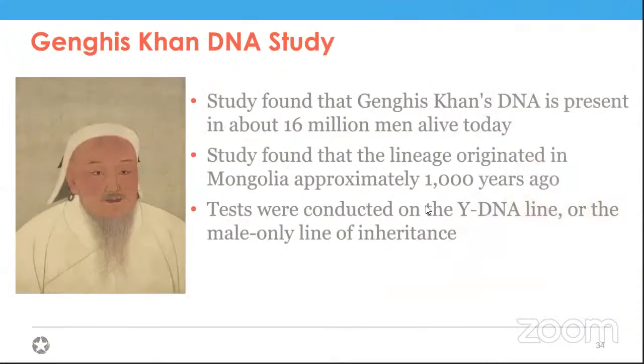Another interesting study is that of the Genghis Khan DNA study. In 2003, researchers found that Genghis Khan's DNA is present in about 60 million men alive today. The study found that the lineage originated in Mongolia approximately 1,000 years ago. Tests were conducted on the Y DNA line, or the male-only line of inheritance.